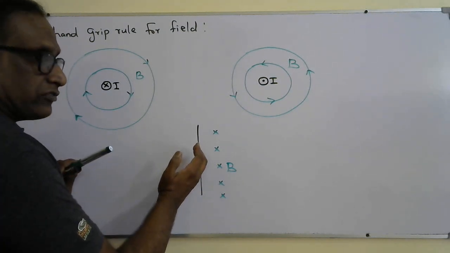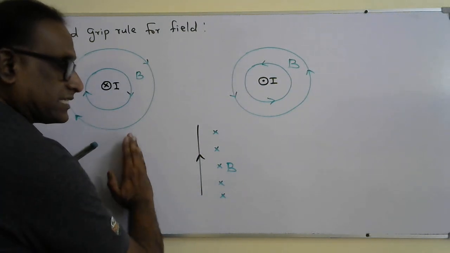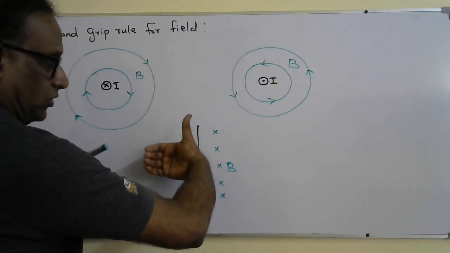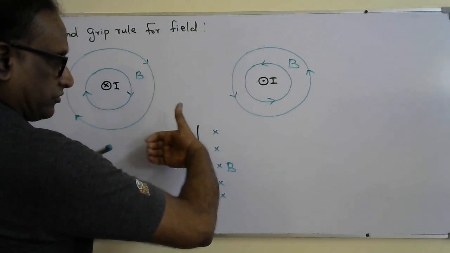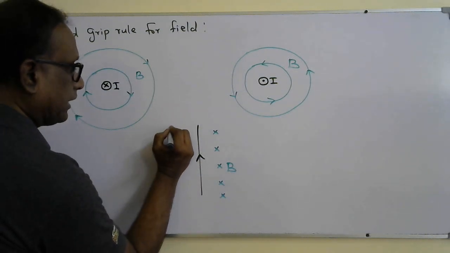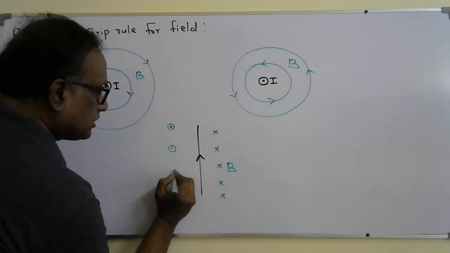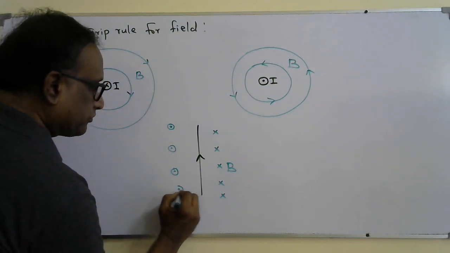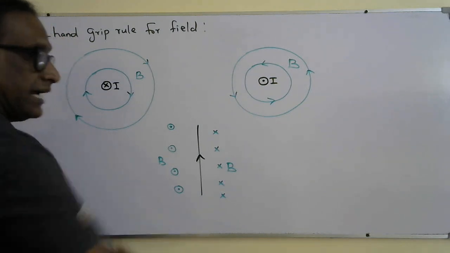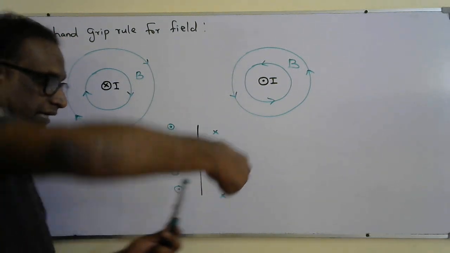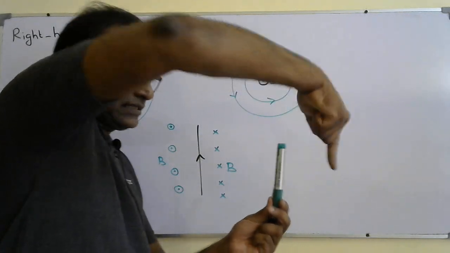Same way, what's the direction of the magnetic field on the left side of the wire? You can see, keep the thumb along the direction of current flow. So the magnetic field will come out of the board. So that will be denoted by a dot and circle, because it's coming out of the board on the left side of the wire. And on the right side of the wire, it's going into the board. It will be concentric circles like this.